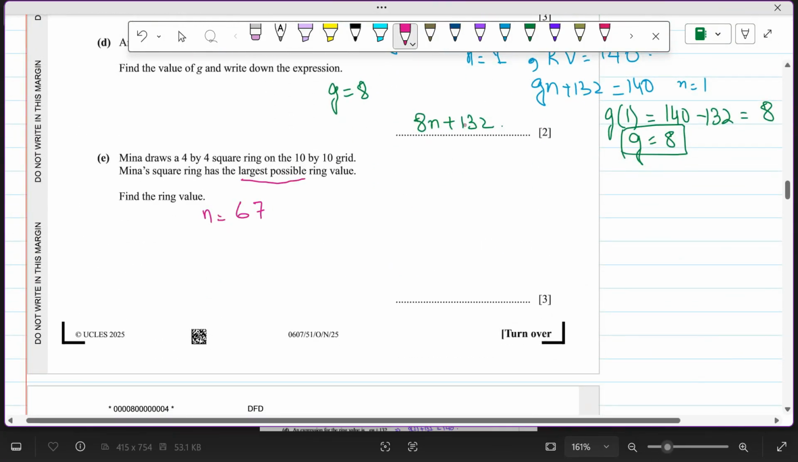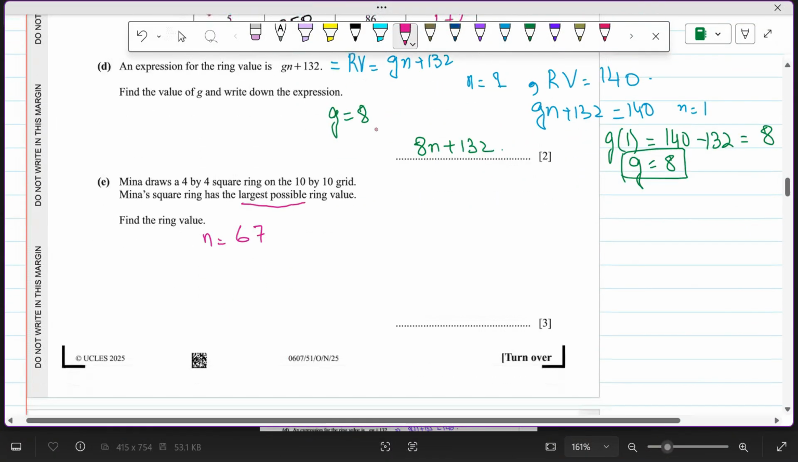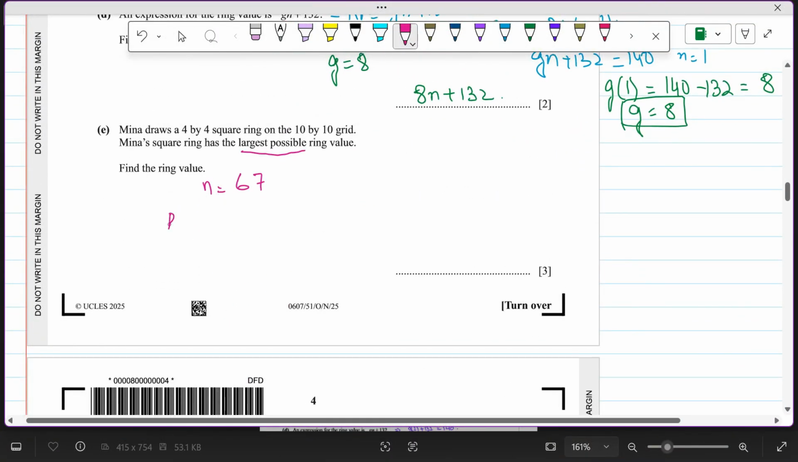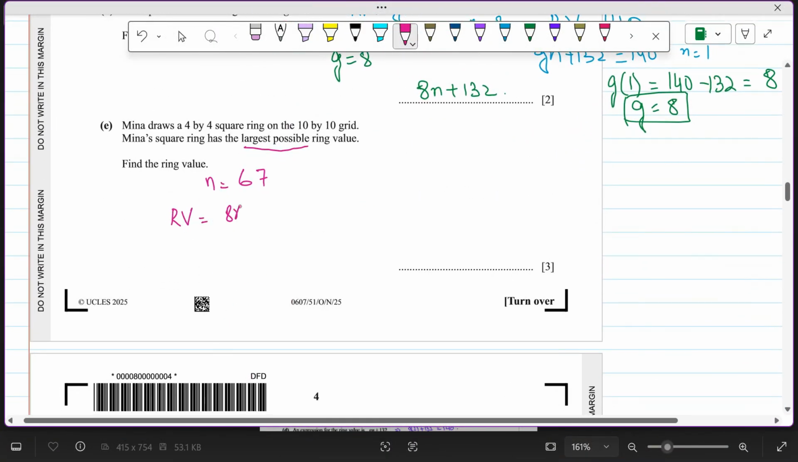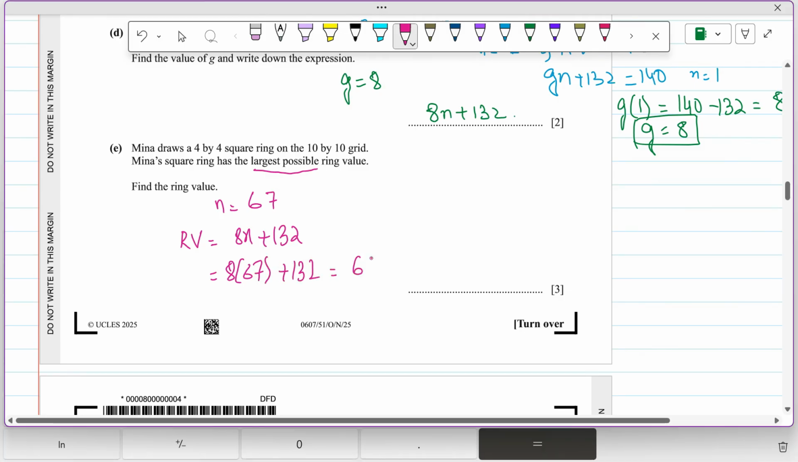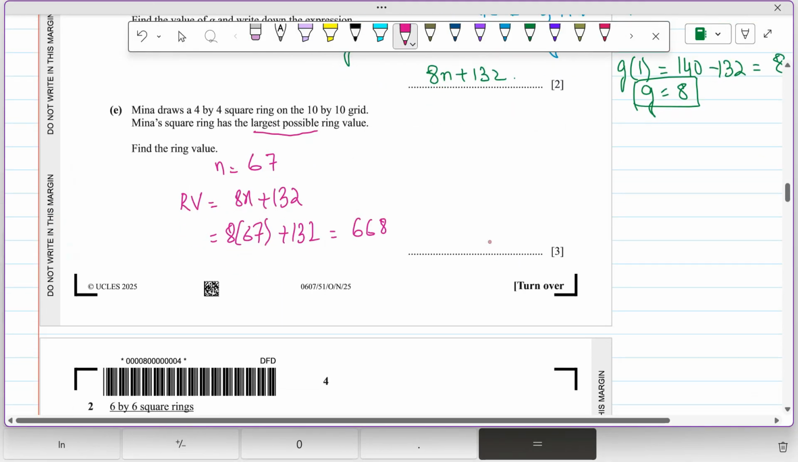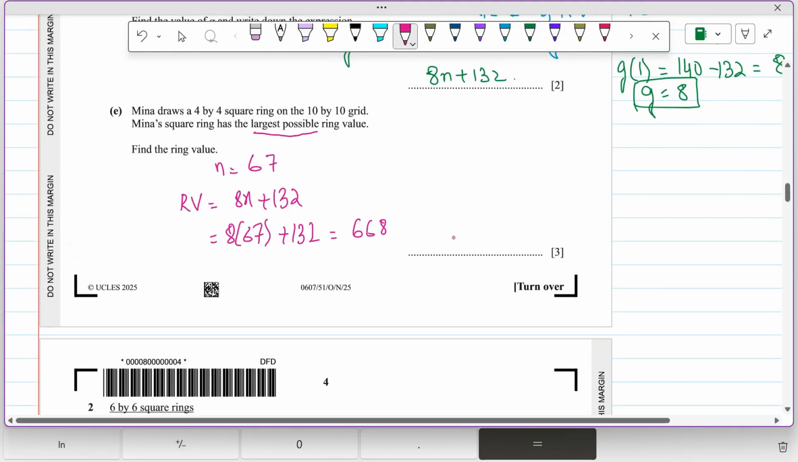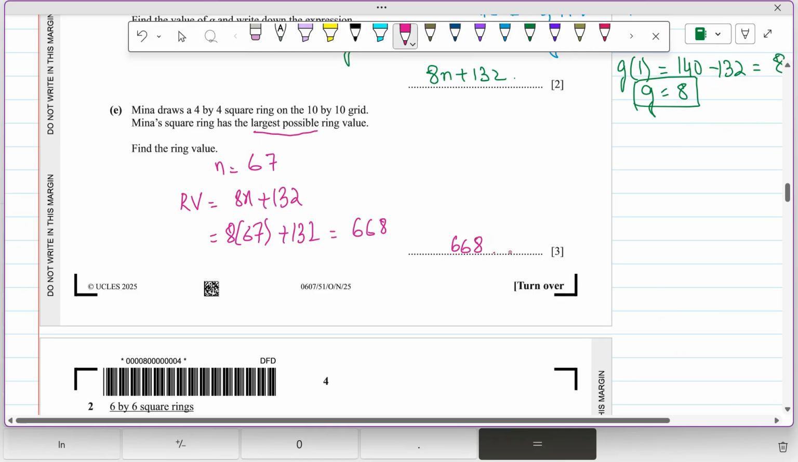Using this formula expression of ring value, we can find the ring value. So ring value is equal to 8n plus 132. Plugging in the value of n, which is 67, we have 8 times 67 plus 132, and this is equal to 668. So the largest possible ring value for the 10 by 10 grid is 668.